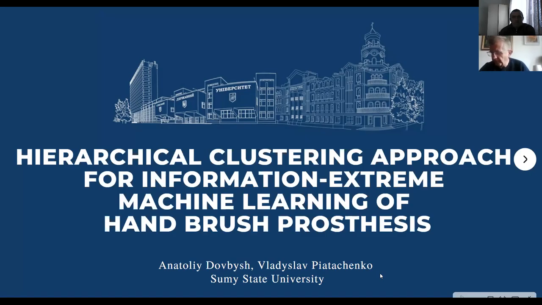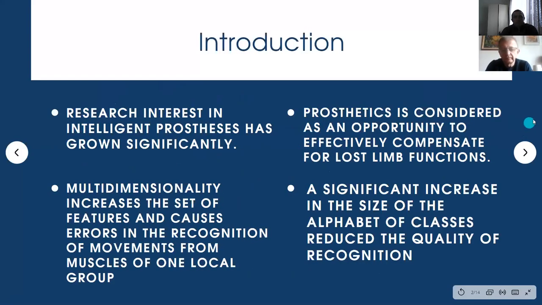So the topic of my speech today is a hierarchical clustering approach for information-extreme machine learning of a hand prosthesis. In recent decades, research interest in intelligent prosthesis has grown significantly. Prosthesis is currently considered not only as a visual masking of damaged limbs, but as an opportunity to effectively compensate for lost limb functions. High quality signal recognition is required for such systems.